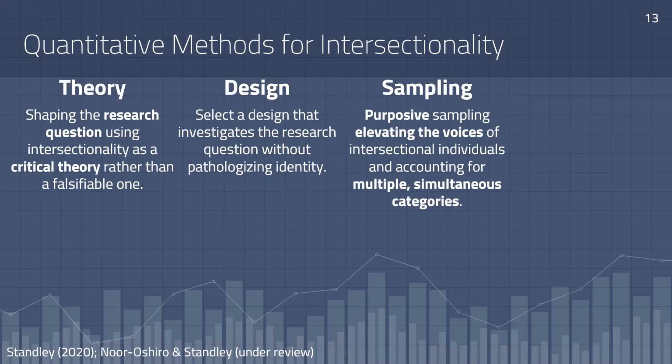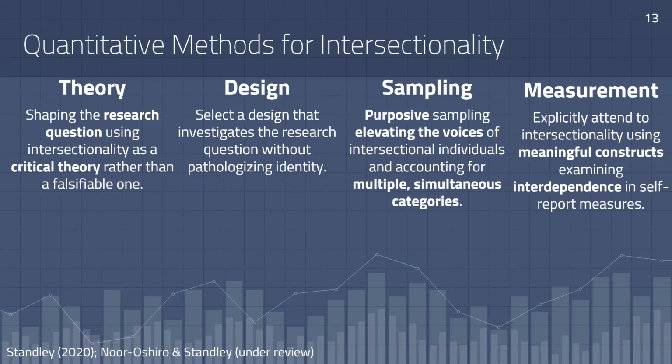In terms of sampling, this is maybe one of the more difficult stages of conducting an intersectionality study, but you want to determine inclusion and exclusion criteria for a sampling frame in relation to the research question and the study objective, using purposive sampling that elevates the voices of intersectional individuals and accounts for those multiple simultaneous categories. So some questions here are, how does the sampling frame identify complexities in individual and group identities? How are groups or subgroups determined and able to provide sufficient power for statistical analysis? These are some questions to answer at the sampling stage.